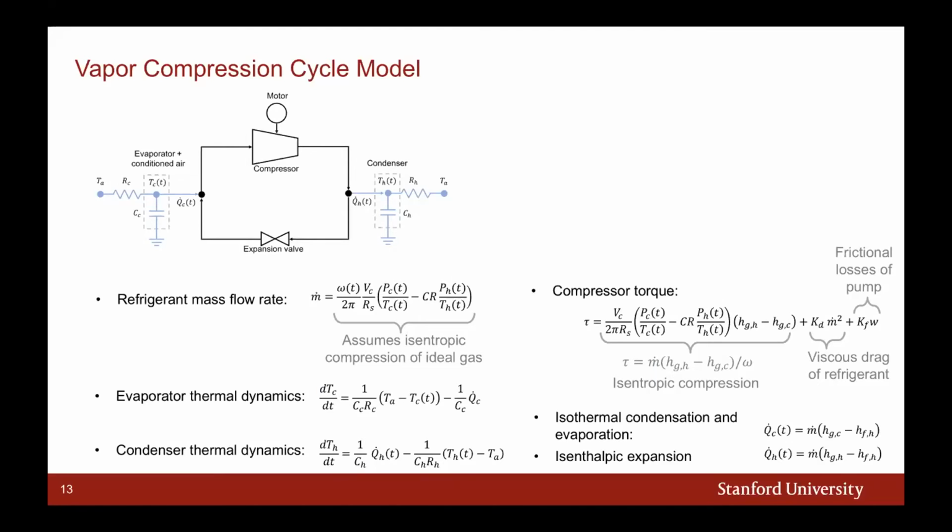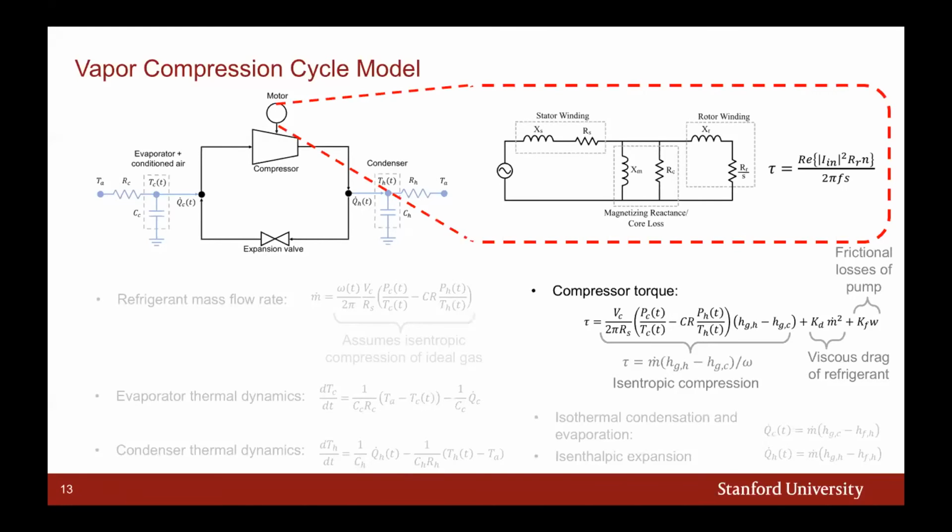But the key to this model really is equating the mass flow rate to some key parameters. In this case, compressor parameters: the speed of the motor, the volume of the compressor, and the compression ratio of the compressor, as well as the pressure and temperature of the input and output refrigerant. That mass flow rate then can be equated to a torque if we include some additional friction terms and the enthalpy change of the refrigerant across the compressor. This is the key here, because once we have a torque term, we can use a very simple motor model to equate that torque to voltage and current.